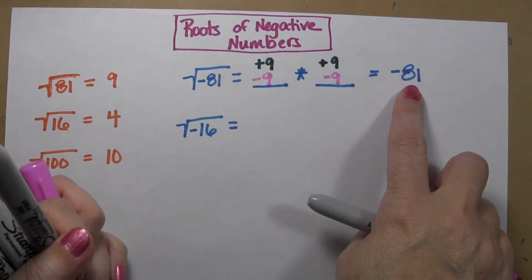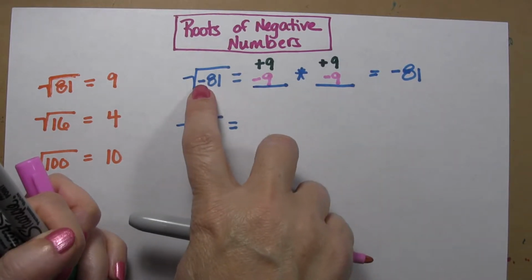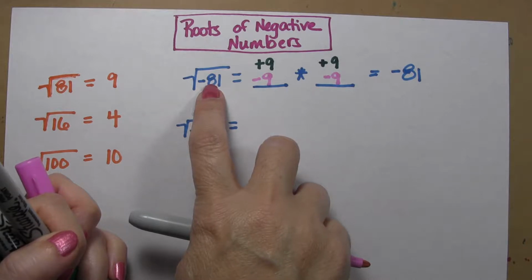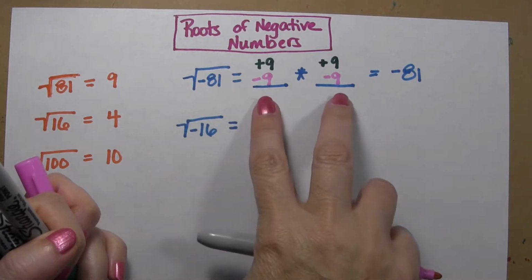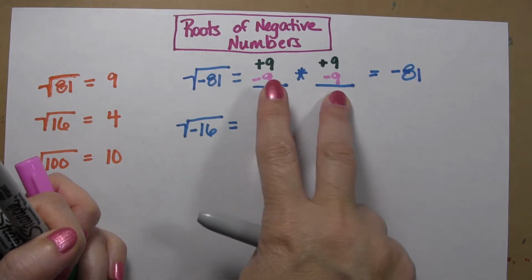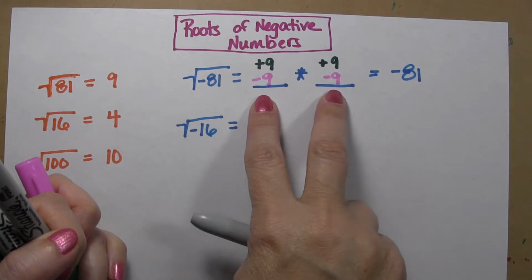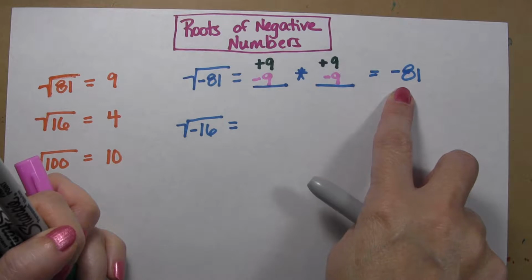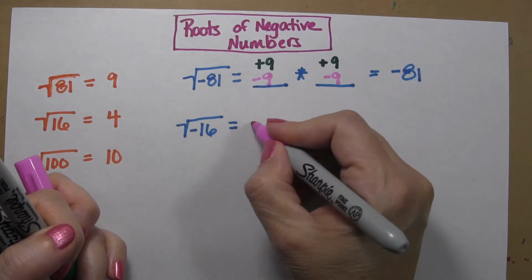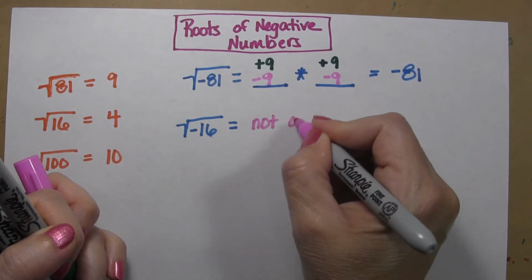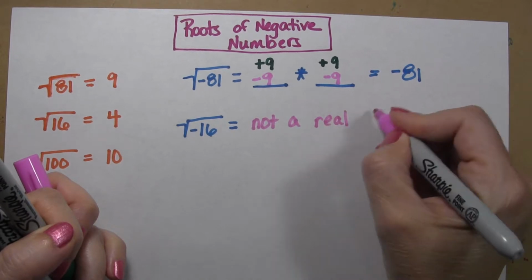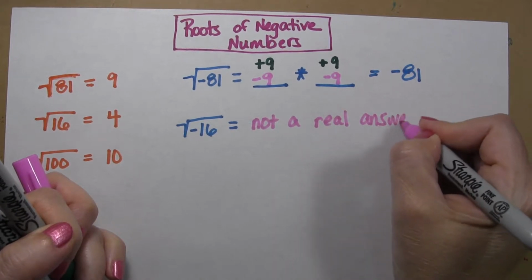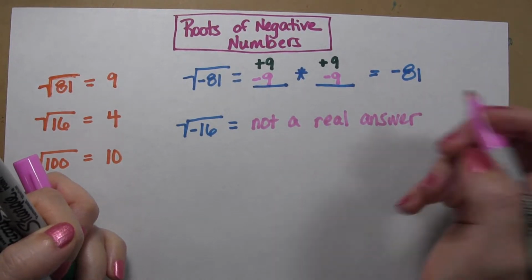And we have a problem whenever we're taking the square root of a negative number, because taking a square root means you're looking for two numbers, and unless one of them is positive and one of them is negative, you're never going to get a negative number out here. Does that make sense? So what do we say? Well, what we say is that there's not a real answer. Right? Not a real answer.